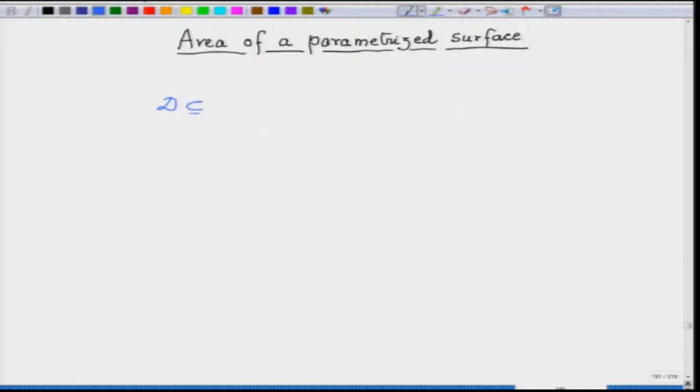in R2, and if I denote the surface as S, then if S can be written as phi of D, where phi is a map from D to R3, then this phi is called a parametrization of S.